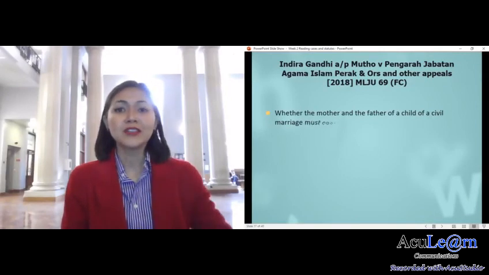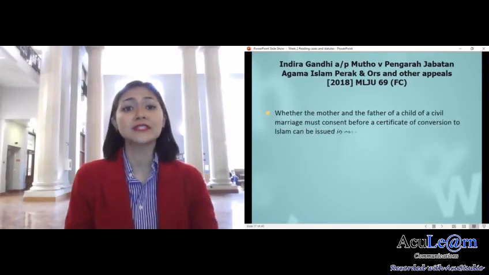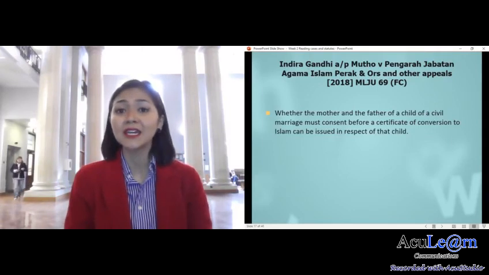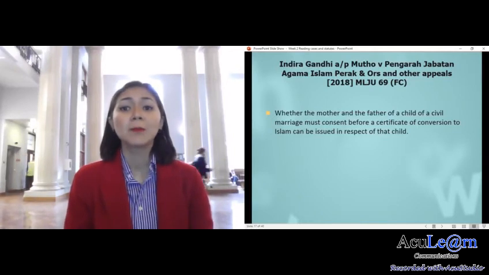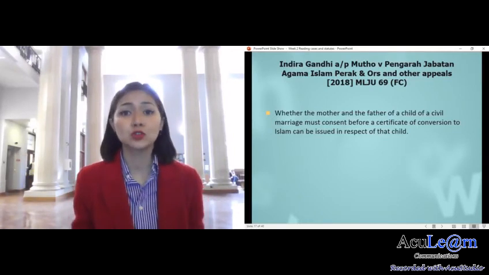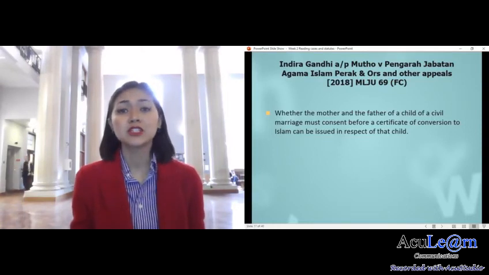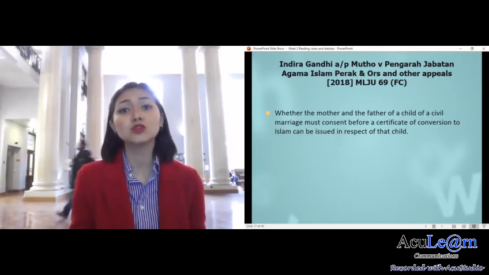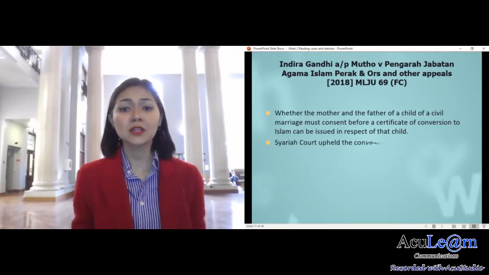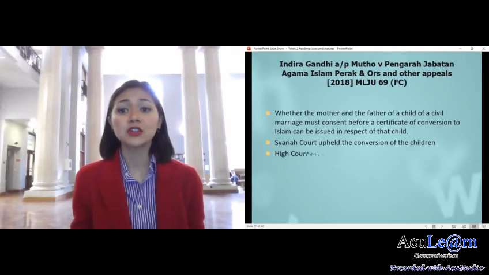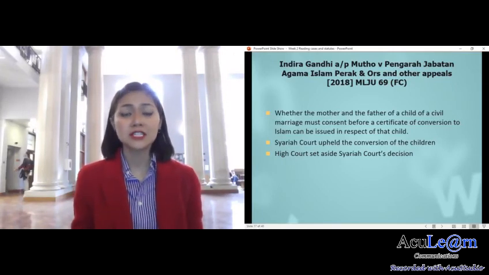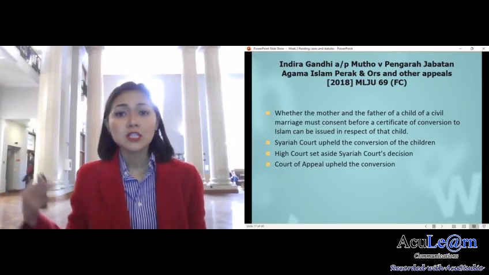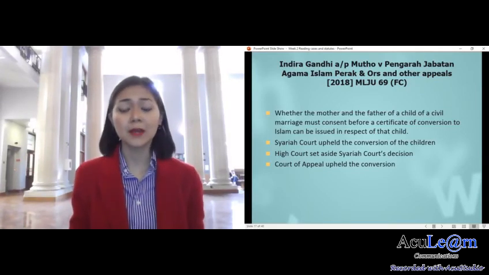So based on the case of Johan Abdullah itself, we have a somewhat similar case to the case of Indira Gandhi, a 2018 case. The question was whether the mother and the father of the child of a civil marriage must consent to a conversion of the children. In this particular case, the father of the child converted to become a Muslim, and he also converted all of his children. The Sharia court upheld the conversion of the children, but because the parties went through a civil marriage, the wife brought the matter to the High Court. The High Court then set aside the decision of the Sharia court.